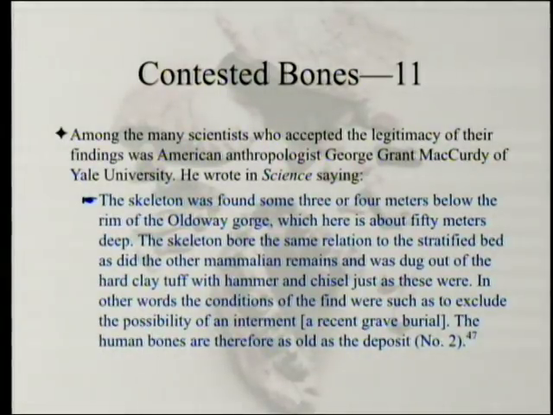The skeleton bore the same relation to the stratified bed as did the other mammalian remains and was dug out of hard clay tuff with hammer and chisel just as these were. In other words, the conditions of the find were such as to exclude the possibility of an interment, a recent grave burial. The human bones are therefore as old as the deposit." So if you go by the evidence you actually see, as opposed to what your theory says, this guy was in the neighborhood of 1.7 million years old.